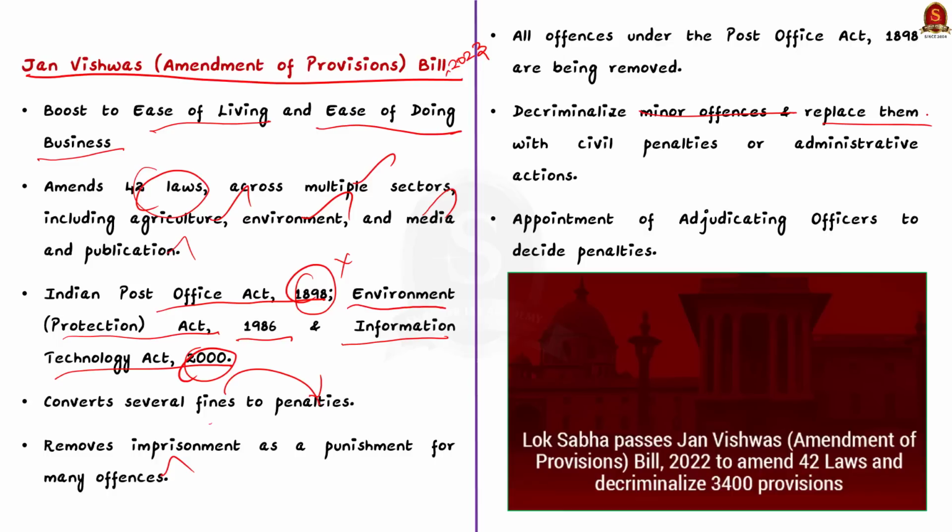interest or national security and replace them with civil penalties or administrative actions. The bill also provides for the appointment of adjudicating officers to decide penalties. In addition to that, it also specifies the appellate mechanism for this adjudication. These are the basic information about the Act. Now we shall see what are the concerns raised by the author in the article.